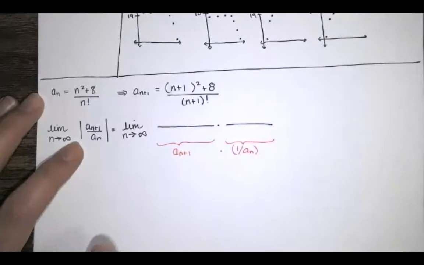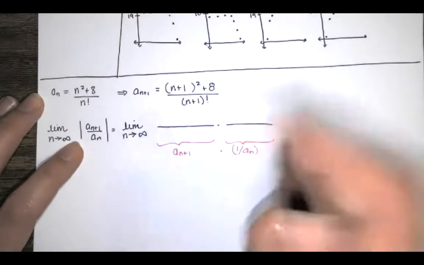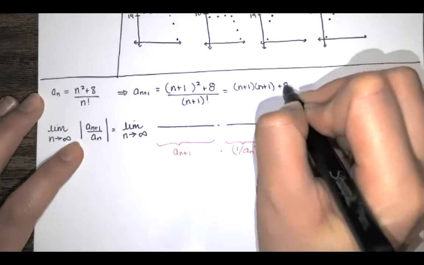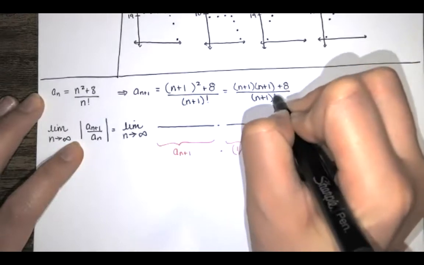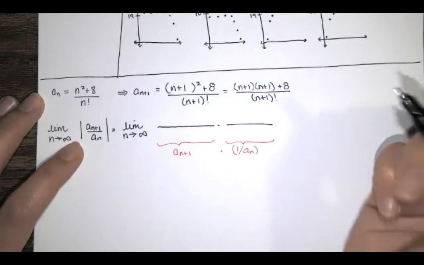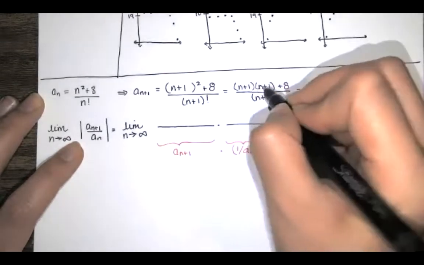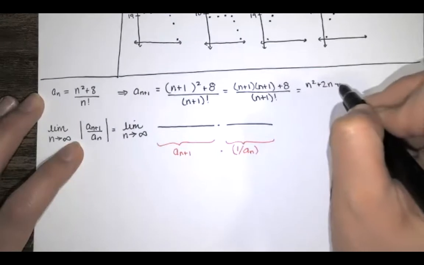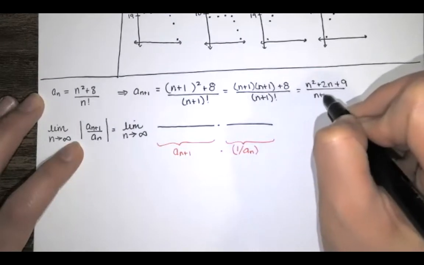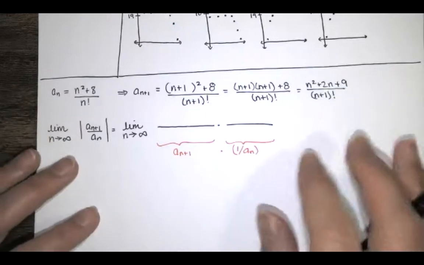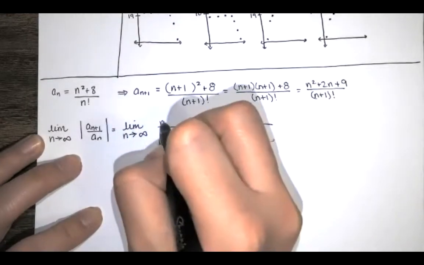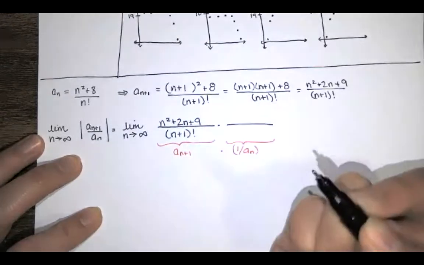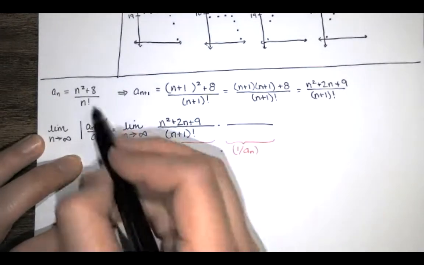So a sub n plus 1 is this. Now to simplify this, I would write out that n plus 1 times n plus 1 there. If you would like to, you can FOIL at that point, or distribute, same thing. So we're going to have n times n is n squared, plus n plus another n is 2n, plus 1 plus 8. So that's going to give us n squared plus 2n plus 9, all divided by (n plus 1) factorial. That's the simplified version of a sub n plus 1, and we'll substitute that in over here. And this 1 over a sub n is just this, but we flip it.